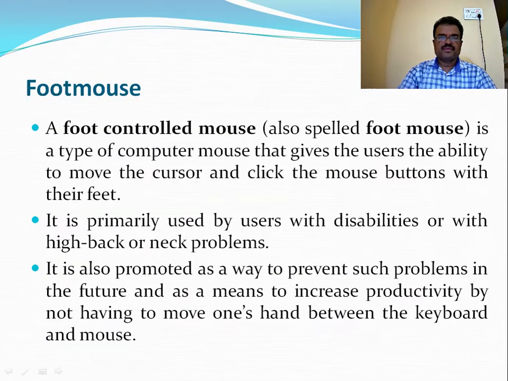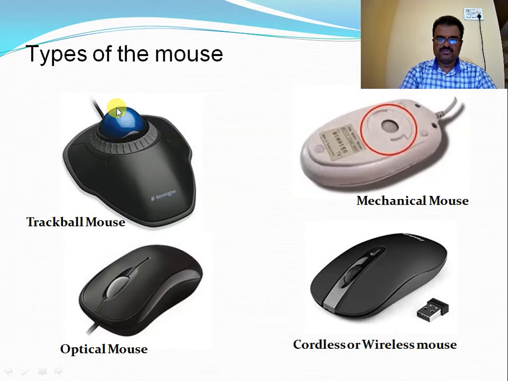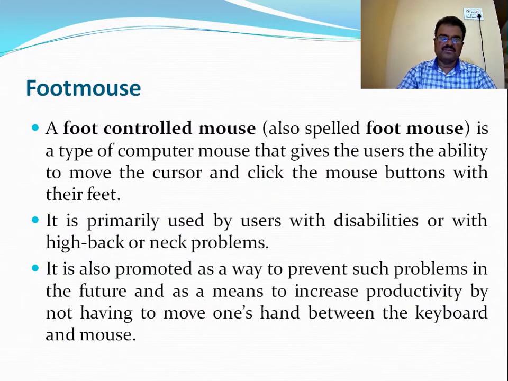So the next input device is a new one. It is called foot mouse. Generally, so far we are using these types of mouse. These are called handheld mouses because the mouse movements are controlled by the fingers with the hand. Whereas we have another mouse called foot mouse. This is a foot controlled mouse, also spelled foot mouse.